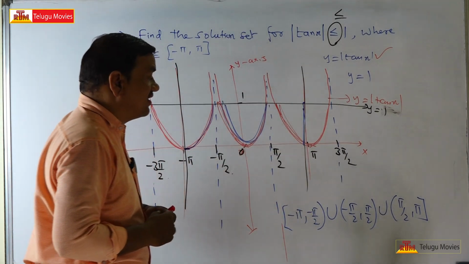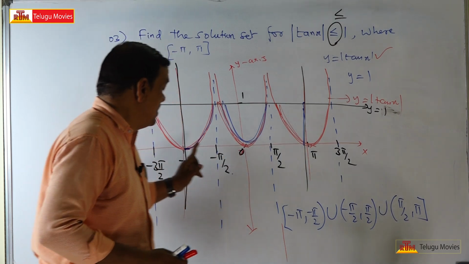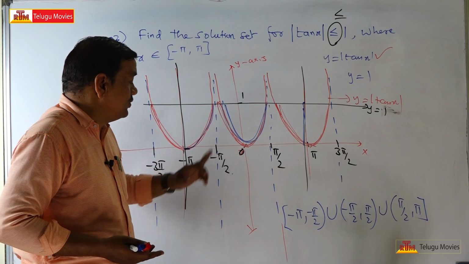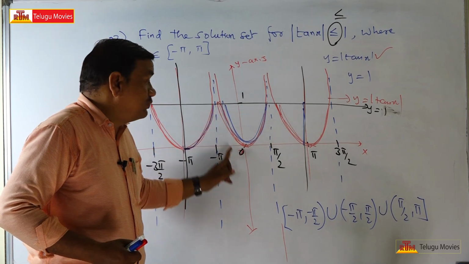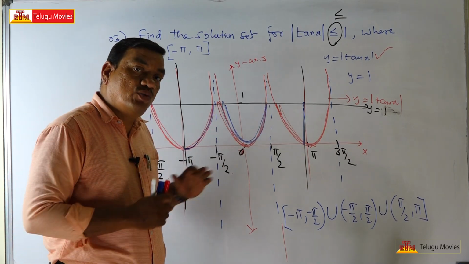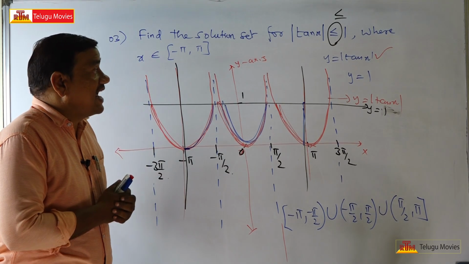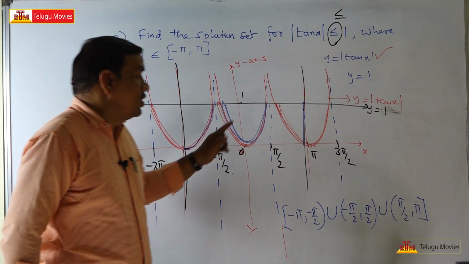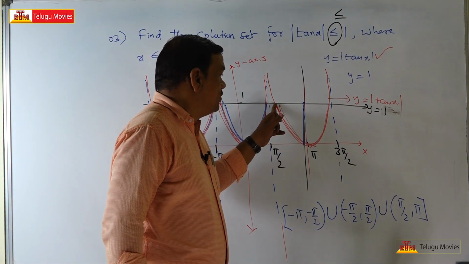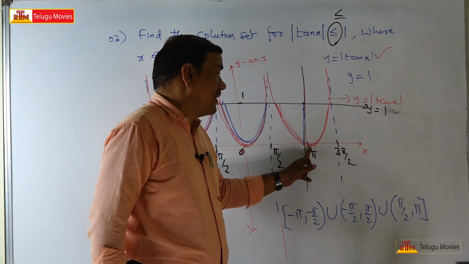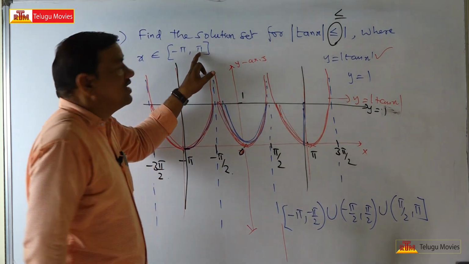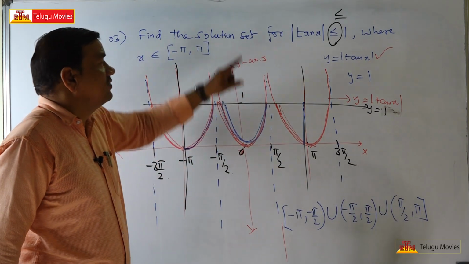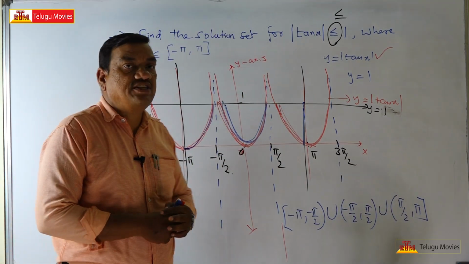So in these intervals: minus pi to minus pi by 2 with open bracket, then open bracket minus pi by 2 to plus pi by 2. Both are open brackets. Why? Because tan theta is not defined there. Union again pi by 2 to pi, with pi included, because pi is in this interval also. So in these intervals, modulus of tan x is less than or equal to 1.